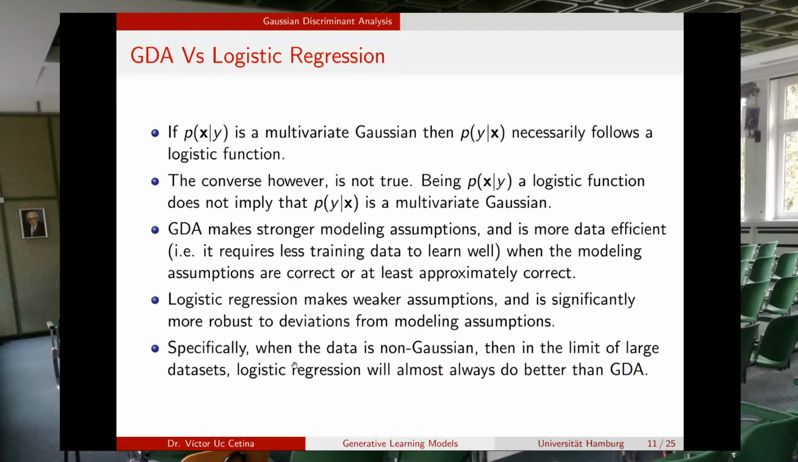So specifically, when the data is non-Gaussian, then in the limit of large datasets, logistic regression will almost always do better than GDA. So the message is, if your data is Gaussian distributed, use GDA. If not, use logistic regression.